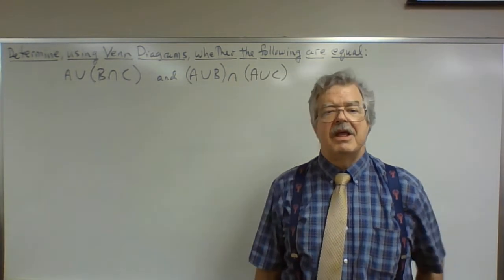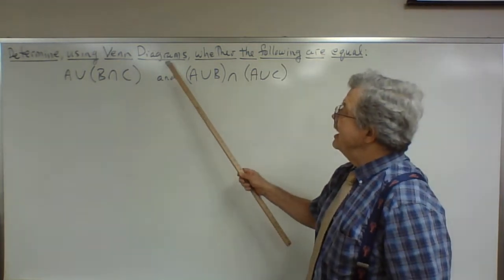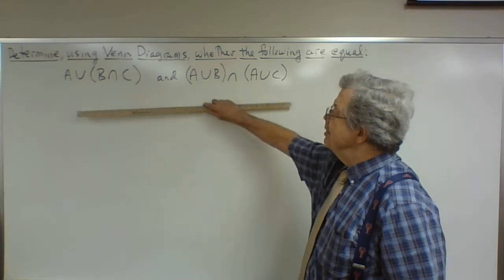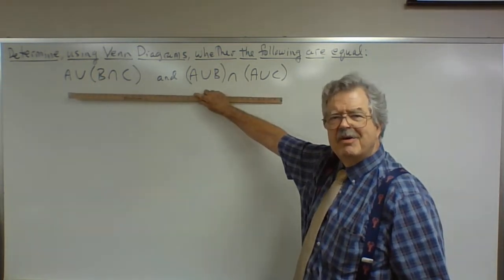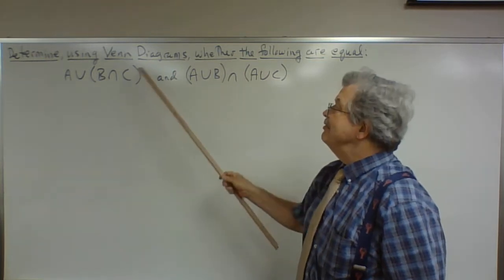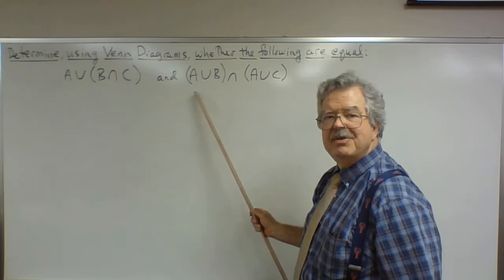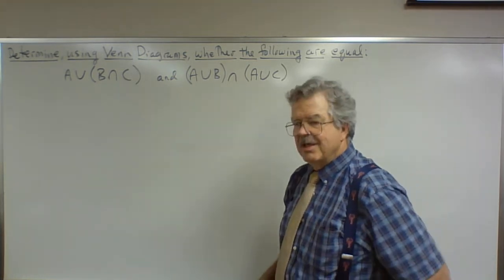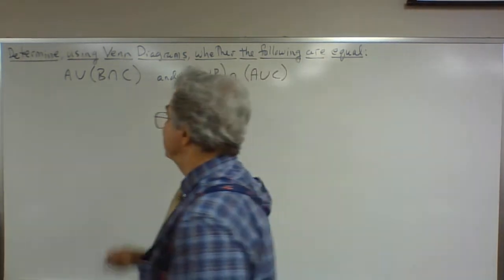But we're going to pretend that we don't know this, and we're going to use Venn diagrams to determine whether these two sets are equal. Since we already know they're equal, we're going to use Venn diagrams to confirm it. So the first thing we do is draw our Venn diagram.